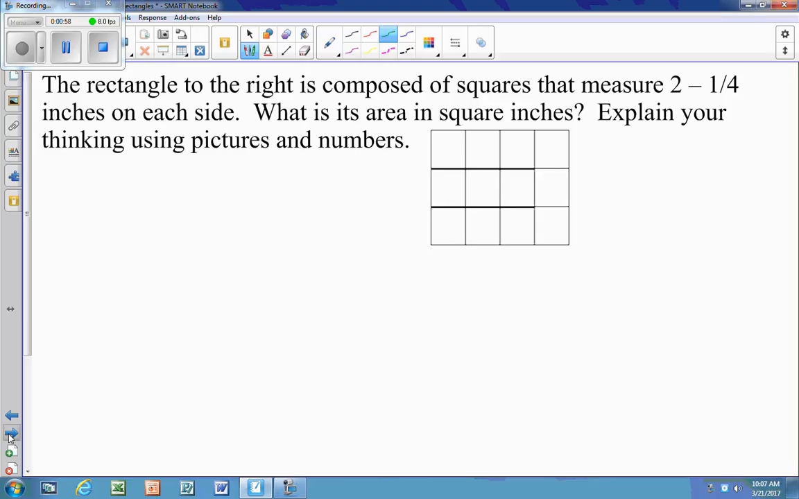Since they're squares, we know that means that every side is congruent, or equal. And each of these squares measures 2 1/4 inches on each side. So this is 2 1/4, and over here, this is 2 1/4, and they're both inches. And that means that this is 2 1/4, this is 2 1/4, this is 2 1/4, and this is 2 1/4, and this is 2 1/4.